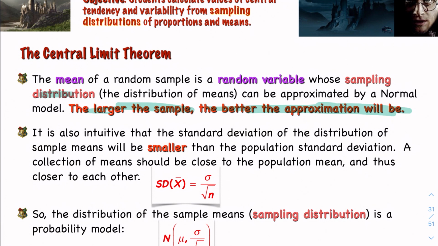It's also intuitive, and what we just saw with the dice roll, that the standard deviation of the distribution of sample means will get smaller, aka more compressed. Everything will get more and more concentrated around the true population mean. It will get smaller than the population's standard deviation. A small collection of means should be close to the population mean and thus closer to each other.